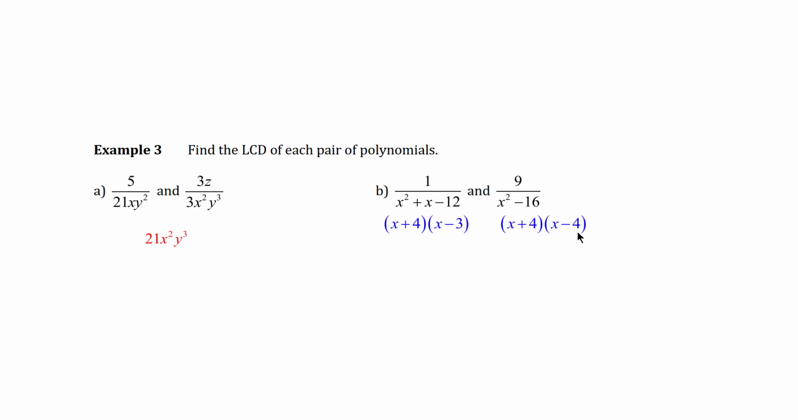The next step is taking all the unique factors and including them in our LCD. So from the first fraction, we can include the x plus 4 and the x minus 3 as part of our LCD. From the second fraction, we already have an x plus 4, so we don't include it again, but we don't have an x minus 4, so we include the x minus 4 as part of our LCD. Next, we just take the product of all the terms we found for our LCD. Our final answer is parentheses x plus 4 times parentheses x minus 3 times parentheses x minus 4.